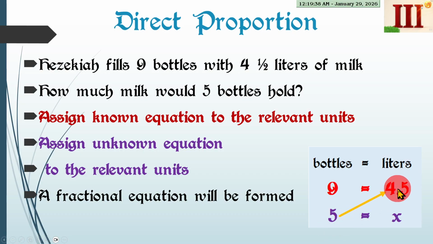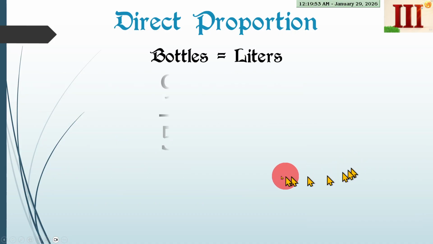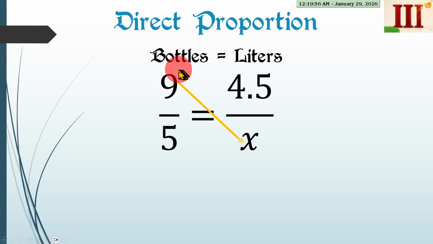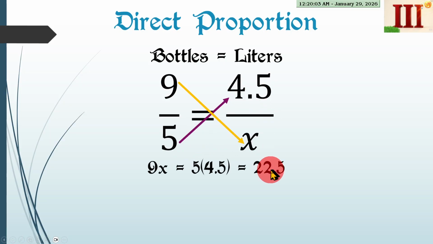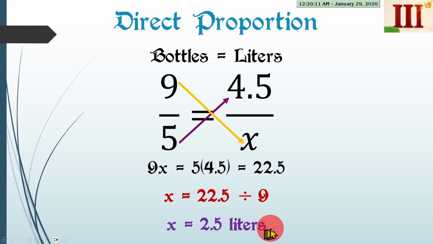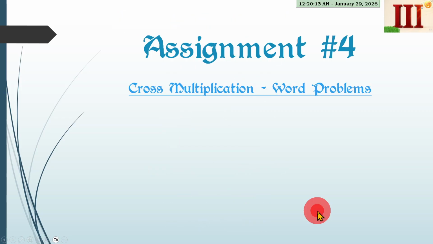5 will multiply the 4.5, and the 9 will multiply the x. Do notice that 4.5 can be used as a fraction or a decimal value, especially if you're using a calculator. It won't matter. You're still going to get this answer. The bottles, liters, we're going to cross multiply: 9x. We're going to multiply 5 times 4.5. That's going to be 22.5. It's going to be divided by this 9. So x is 2.5.